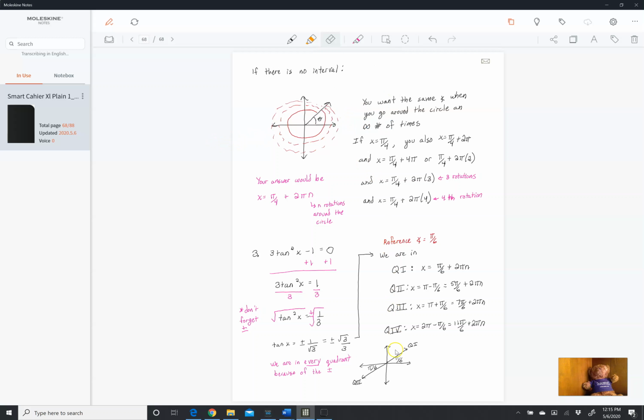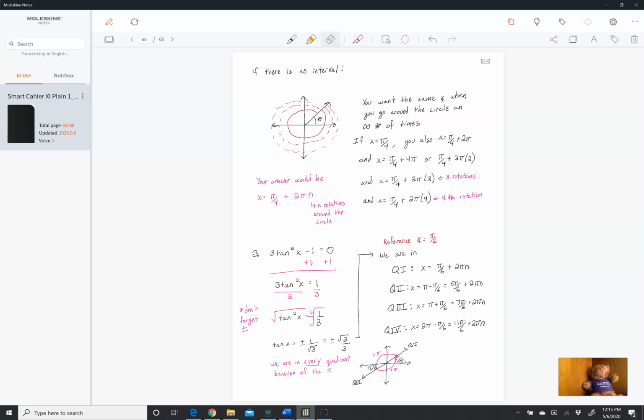The nice part of this is that we don't actually have to identify both of these angles. Because if I can identify this angle here, if I add pi to that angle, then it brings me to the angle in quadrant 3. And if I add pi again, so this is plus pi. If I add pi again, it brings me back to quadrant 1. If I add pi again, it brings me back to quadrant 3. And if I add pi again, it brings me back to quadrant 1.